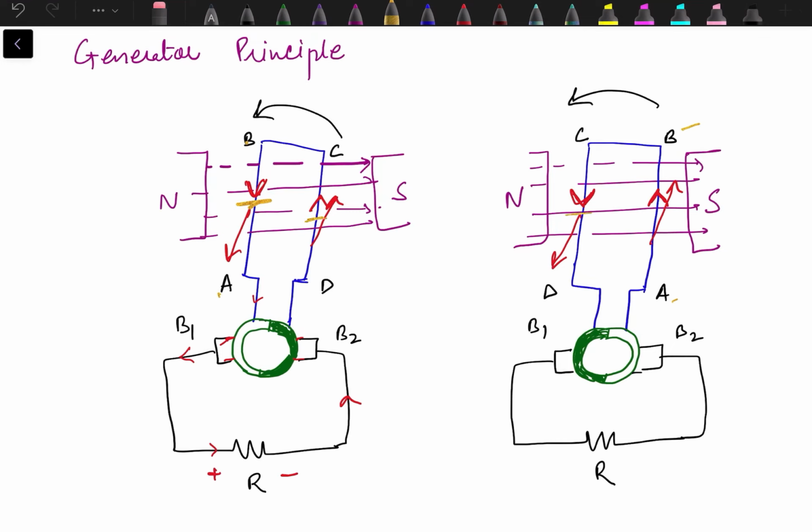The same applies to conductor CD. But when we look at the direction of current through this resistance, or the polarity of voltage across the resistance, the current is leaving the commutator segment through brush B1 and then entering back through brush B2. So this is the direction of current. It means this is the positive terminal and this one is the negative terminal. So what is happening inside the machine? Inside the machine, current is alternating in nature, while across the load we are getting unidirectional output.